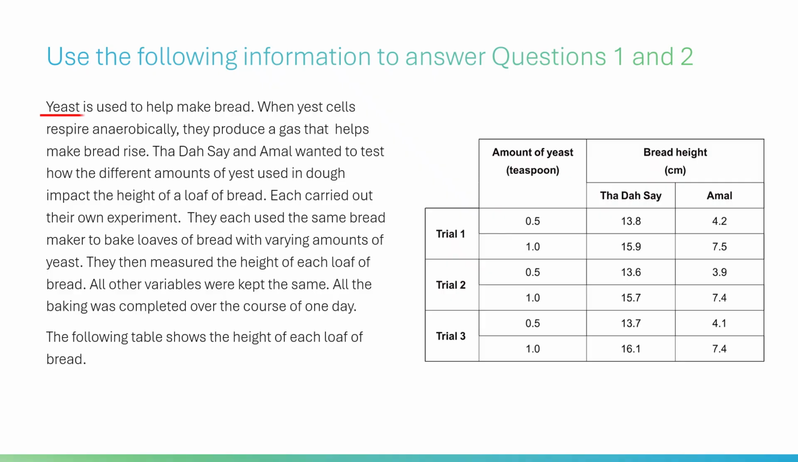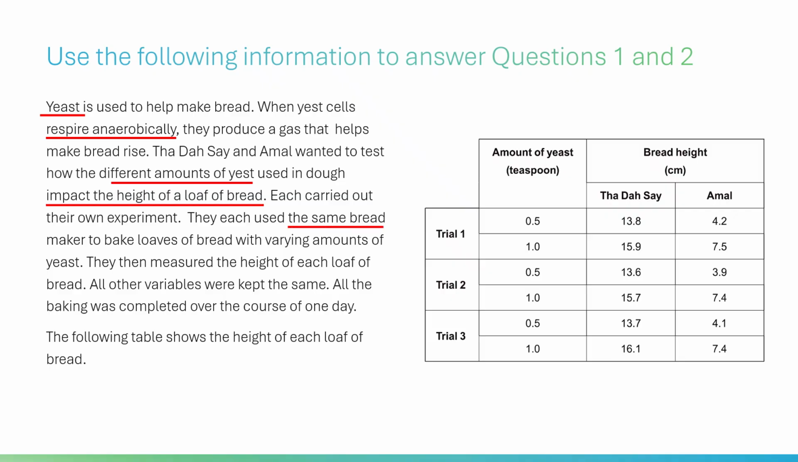Yeast is used to help make bread. When yeast cells respire anaerobically, they produce a gas that helps make bread rise. Thadarcy and Amal wanted to test how the different amounts of yeast used in dough impact the height of a loaf of bread. Each carried out their own experiment.